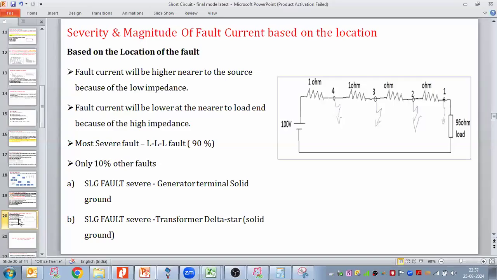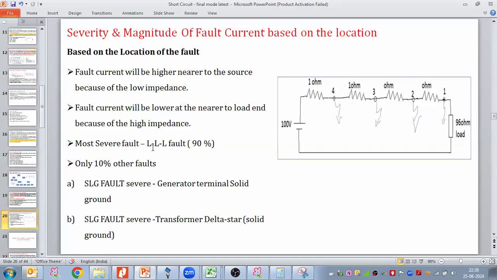Now, what could be the magnitude of the fault current based on the location where the fault is occurring? Here I am the source, here I am the load. Between the source and load, there is resistance and reactance. Here I have indicated resistance only, 1 ohm, 1 ohm, and faults 1, 2, 3, and 4. The fault current would be higher near the source. If a fault occurs near the source, it would be higher because of the low impedance. Near the load, the fault current will be lower, because of the higher series impedance.